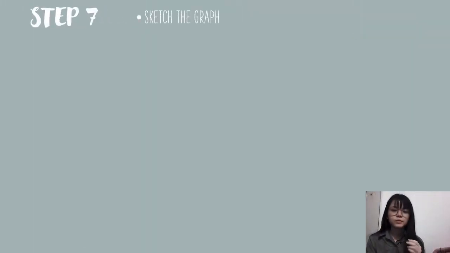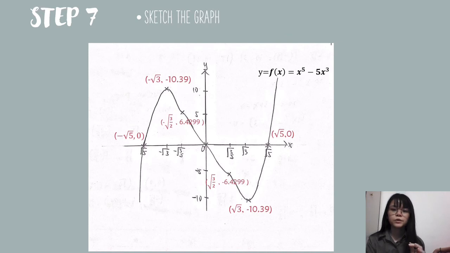Okay, lastly, we need to sketch the graph of f(x) is equal to x to the power 5 minus 5x cubed, and then we can use the points that we found from the previous steps to plot the graph.